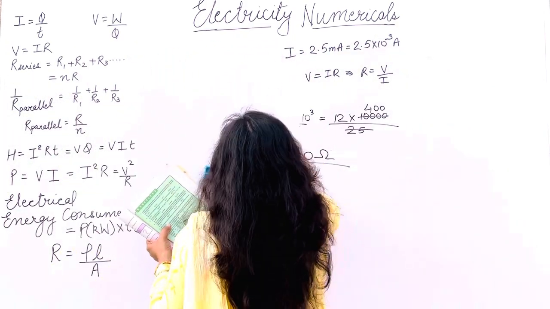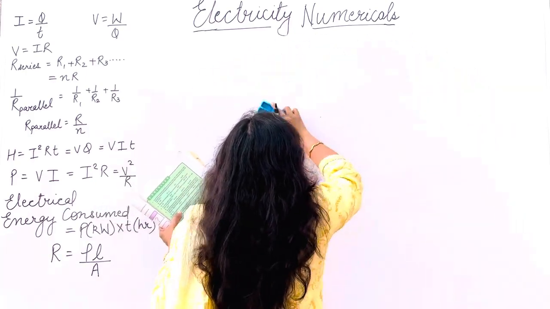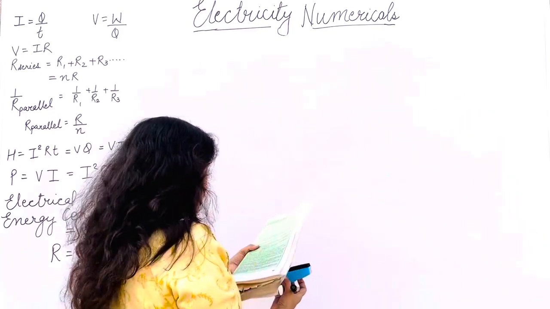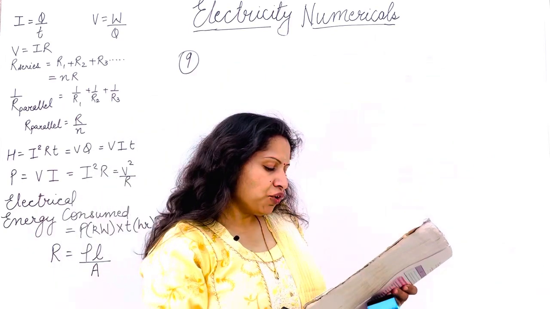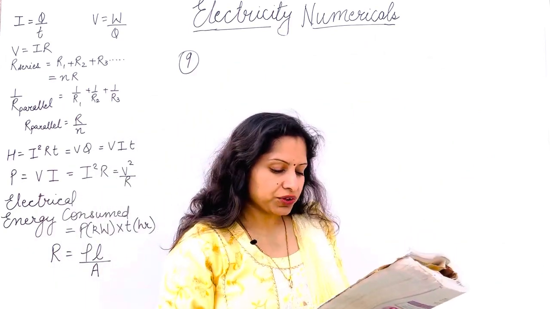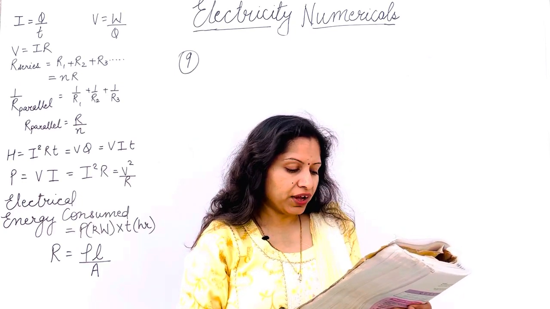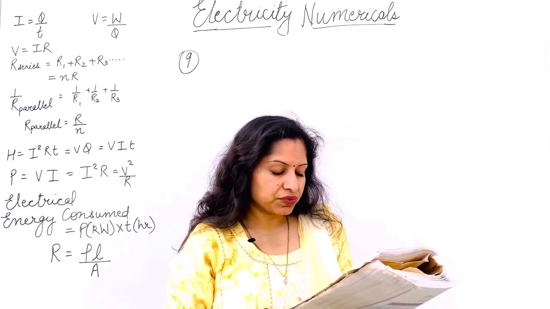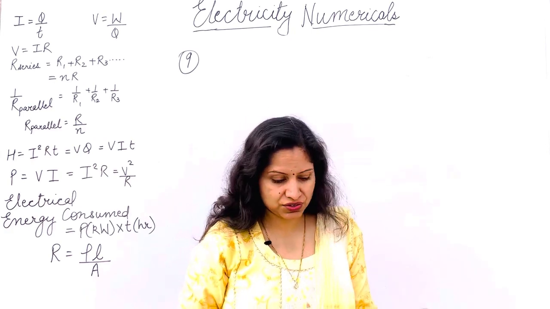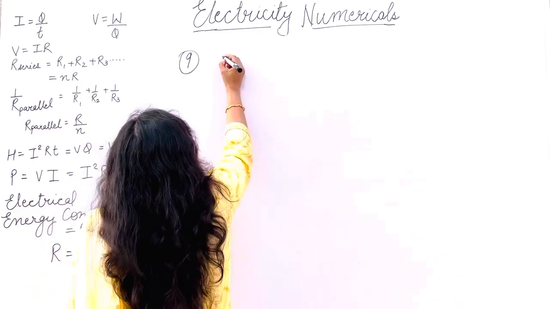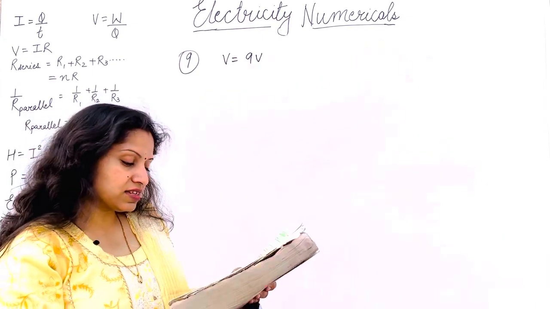Now coming to question number 9. After every question, I'm giving you some time to take a screenshot if you want. So question number 9. A battery of 9 volt is connected in series with resistors 0.2 ohm, 0.3 ohm, 0.4, 0.5 and 12 ohm respectively. How much current would flow through the 12 ohm resistor? So we have a battery, the potential difference is 9 volt, and we have some resistors.